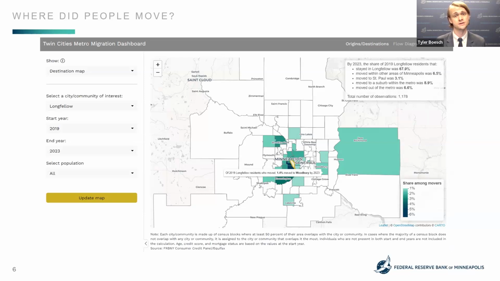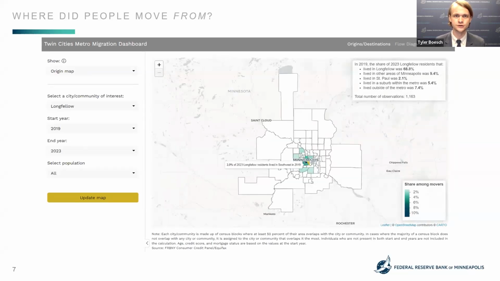And we can get even more specific than that for those who did move and where they moved to. The tooltip that you see on the screen exemplifies this, where we show of 2019 Longfellow residents who moved, about 1.4% moved to Woodbury by 2023. And as you hovered across different geographies on the screen, you would see that tooltip update to show the share of movers who ended up in a different geography. Next slide, please.